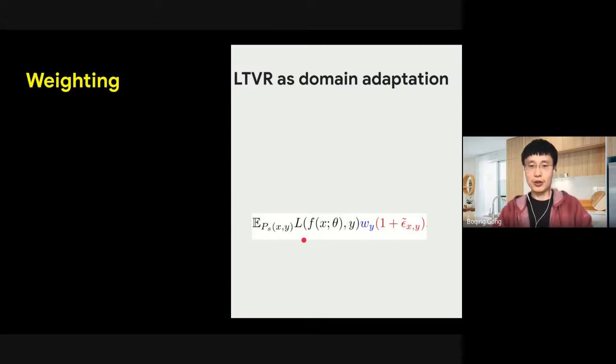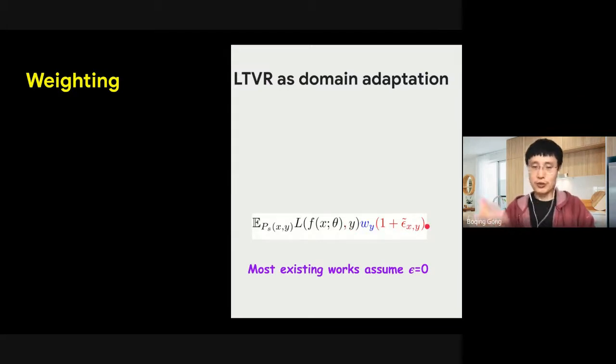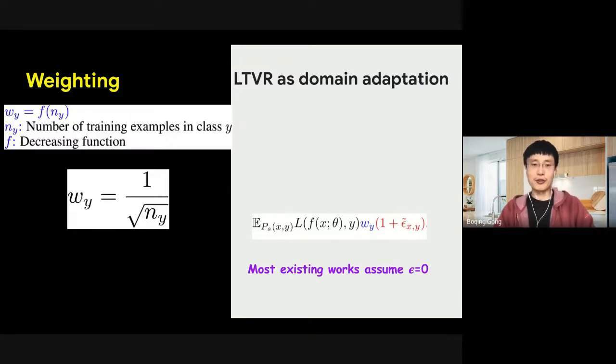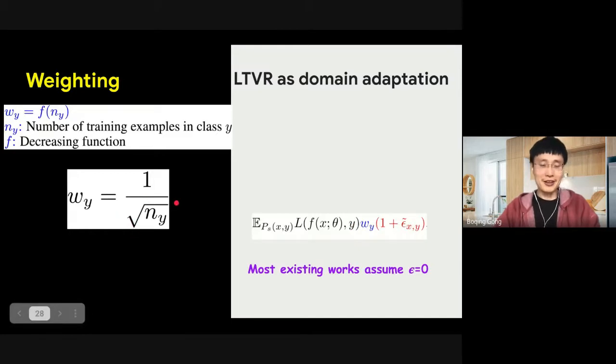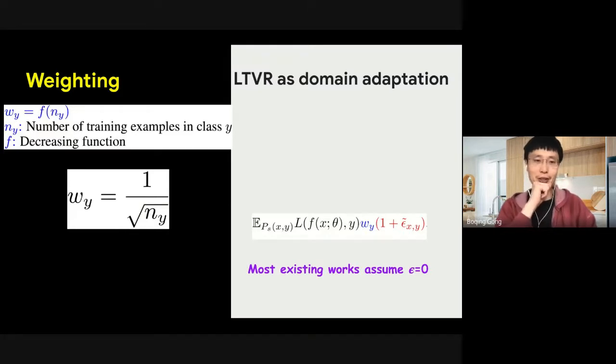Very naturally, we get a weighting algorithm for learning from the long-tailed distribution. Because without the weighting omega y and 1 plus epsilon, the first part is essentially a cross-entropy loss. But now we have to design the weights for omega y and epsilon. Interestingly, most existing works assume epsilon is 0. So the weight is over the classes. I'm not sure why, but it works. In a lot of datasets, you can try this baseline first. Somehow it works fairly well.